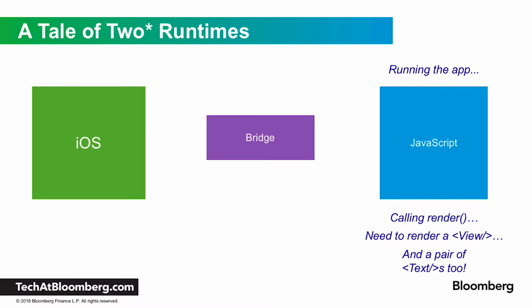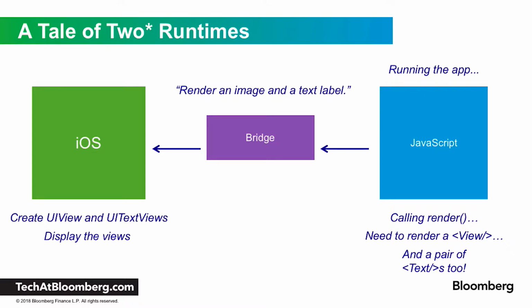So now that we have that information from the render function, it goes back over the bridge and basically says, hey, iOS, can you render these things for me, please? 2 text labels, not 1. And iOS obliges and says, okay, I'm going to make a UI view, which is the native UI element in iOS, and also a pair of text views as well, and it's going to display them. And anytime you have some sort of interaction between iOS and JavaScript, as I've said, it goes over the bridge. So this is something to bear in mind.